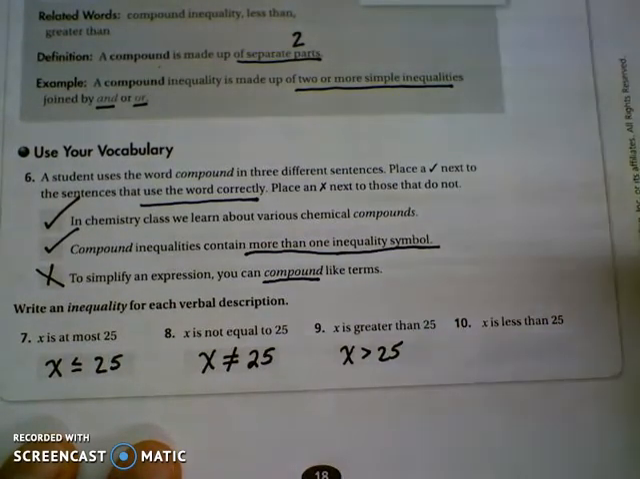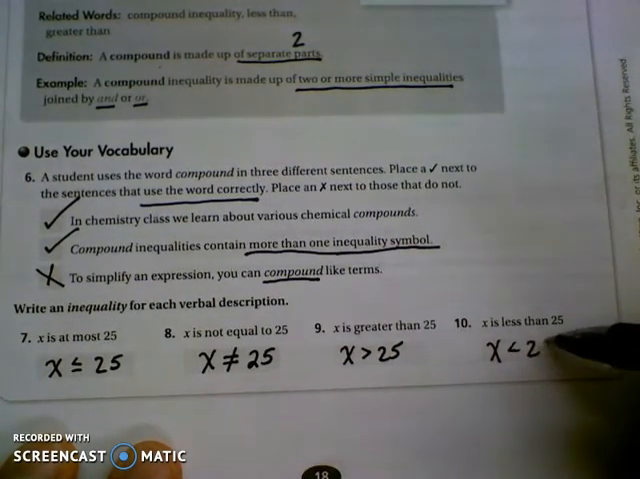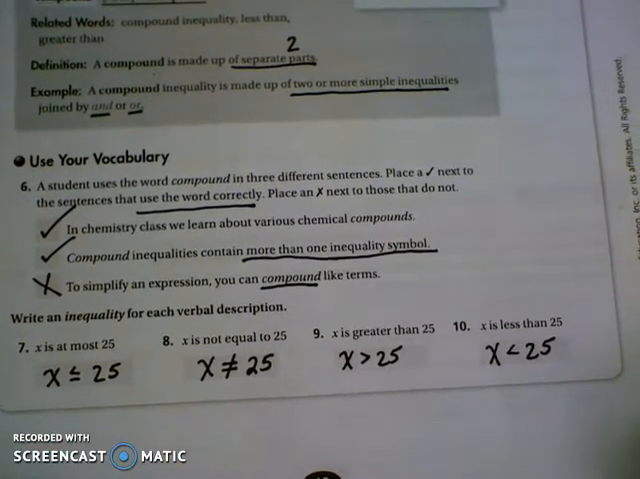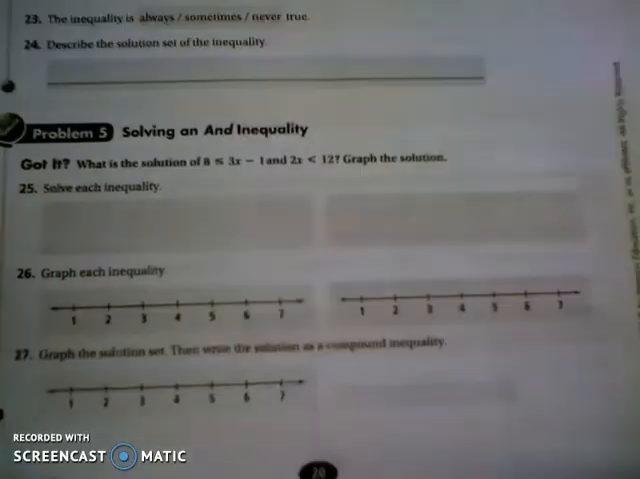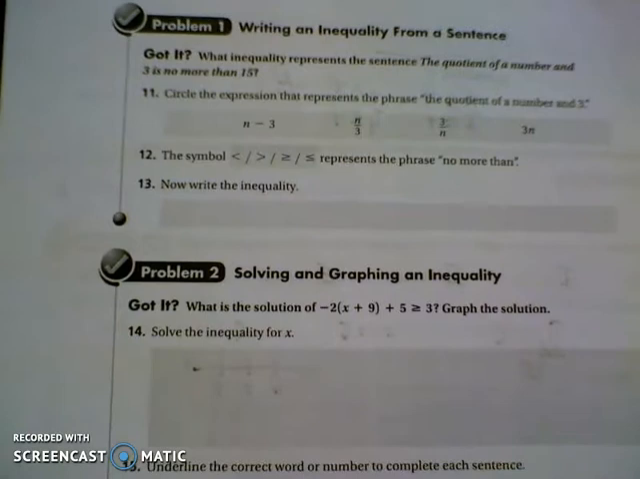And number 10, x is less than 25. Any questions on the front page? Come talk to Mr. Weckesser right now if you have a question. All right, let's do some practice problems.